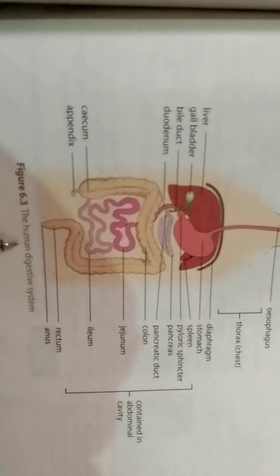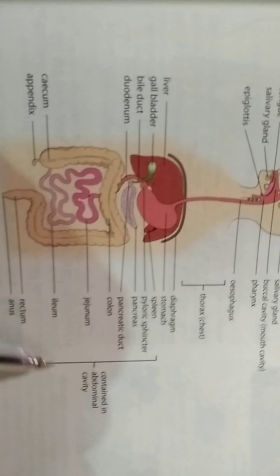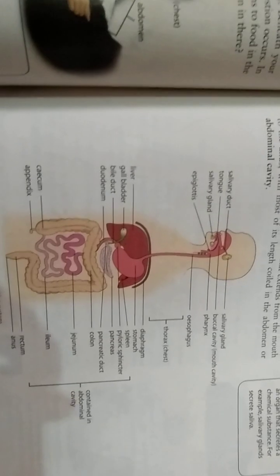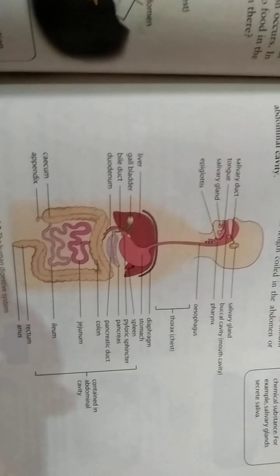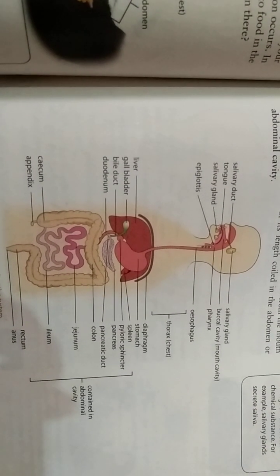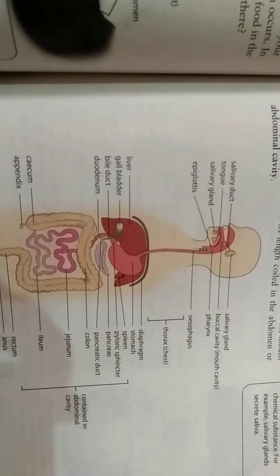The human digestive system is contained in the abdominal cavity. Look at this diagram and try to understand the complete structures of the digestive system of humans, so that we understand the process of digestion. Now let's go further into the detail.